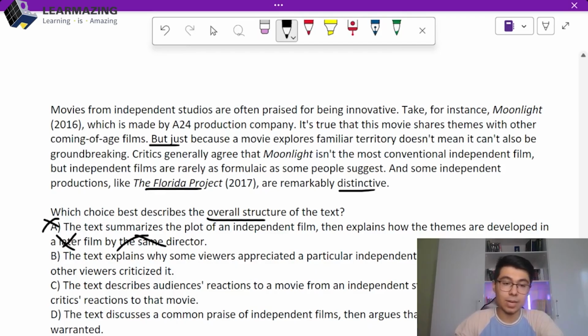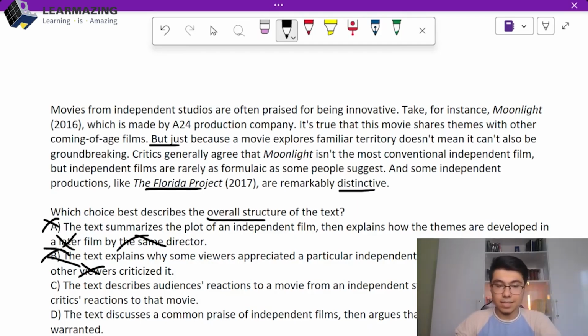Choice B, the text explains why some viewers appreciated a particular independent film, then considers why other viewers criticized it. Well, choice B is wrong because the text doesn't focus on explaining different viewers' perspectives, whether one sort of viewer enjoyed it or the other type of viewer didn't enjoy it. So it doesn't focus on explaining perspectives of different viewers. So that's why B is wrong.